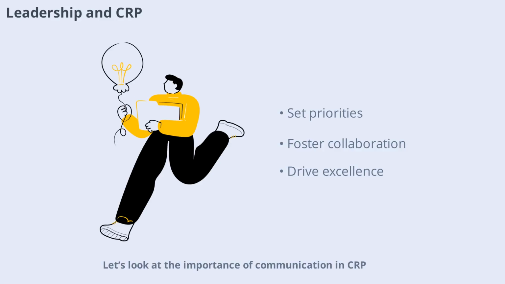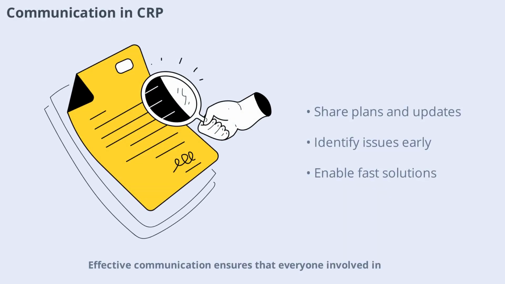Let's look at the importance of communication in CRP. Effective communication ensures that everyone involved in the CRP process is on the same page. This includes sharing plans, updates, and feedback across departments. Open communication helps identify issues early and enables faster problem solving. By keeping lines of communication open, companies can make their capacity planning processes more effective and responsive.